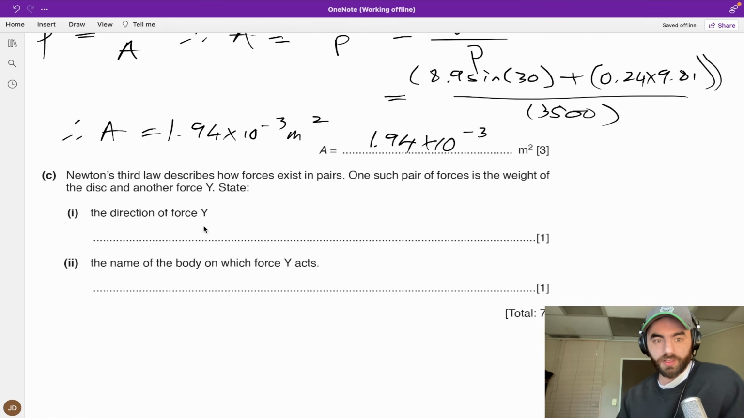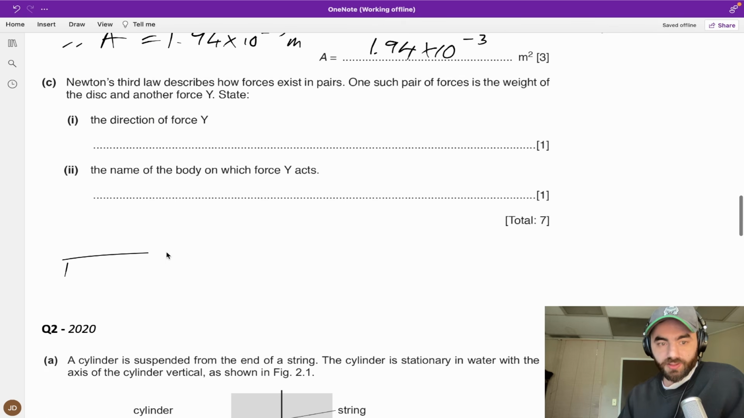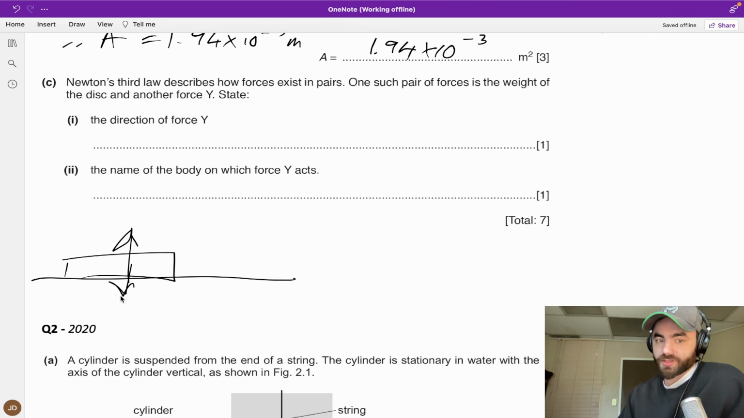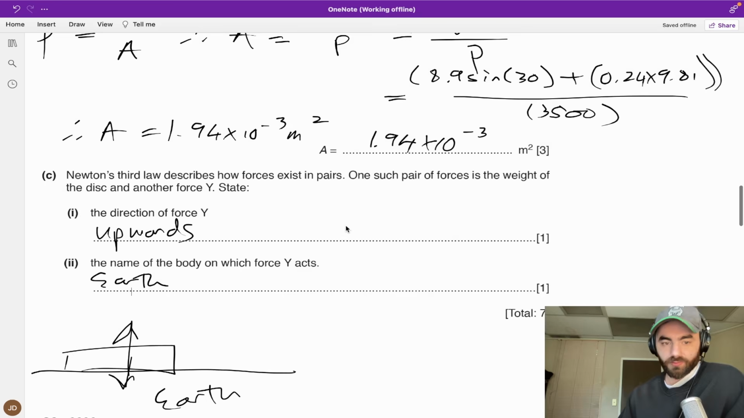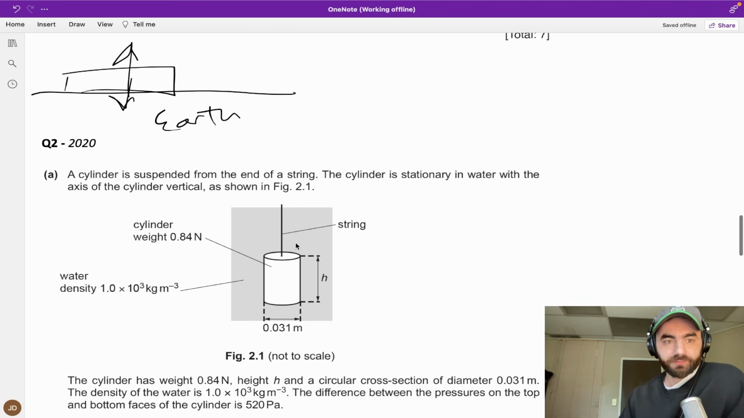So it's saying we have one of these pairs of the weight of the disc. We have this disc, it's got a weight and it's pushing on the ground, right? But then there's also going to be a normal contact force pushing up, which they're calling y. So the direction will be up. And name the body on which the force acts. So this is the Earth, right? Our beloved Earth. So x, this will be the Earth. Right? Equal and opposite. Go watch my video on force energy.